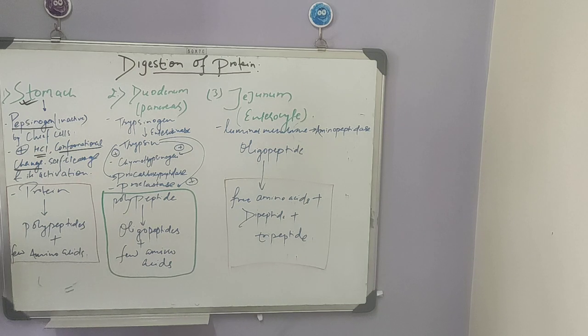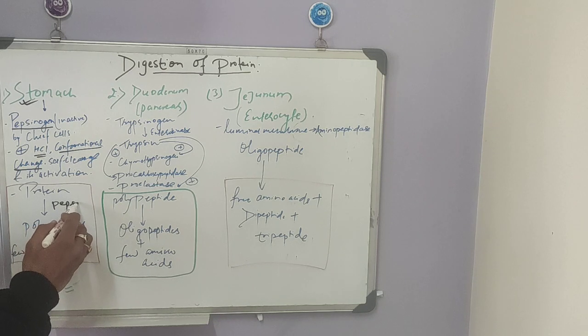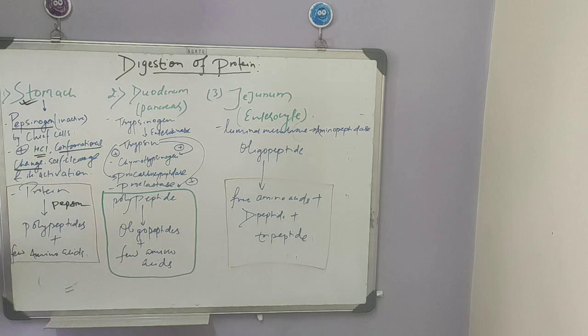So, after its activation, pepsin digests protein into polypeptides and a few amino acids. When the content moves to the duodenum, pancreatic secretions are released into it.